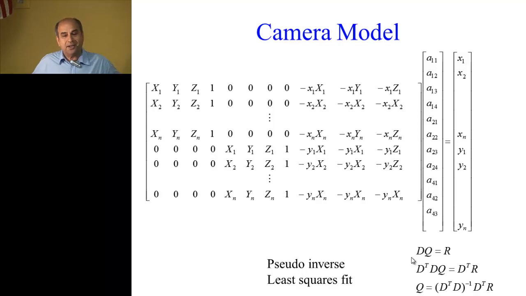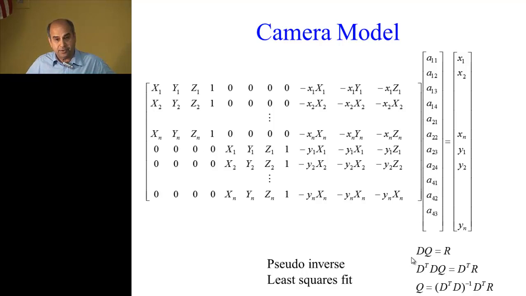This is not a square matrix, because it has 11 or 12 columns, and it has many, many rows. So it's not a square matrix. That's what the whole least square fit idea is, that we have more constraints. Yeah, we'll have more constraints.